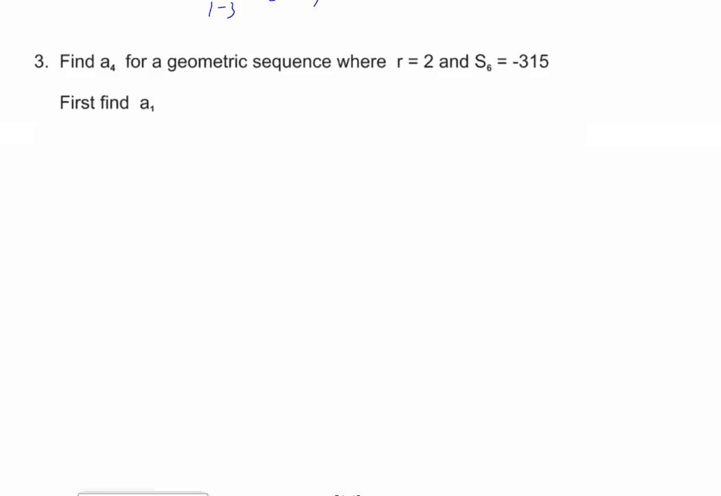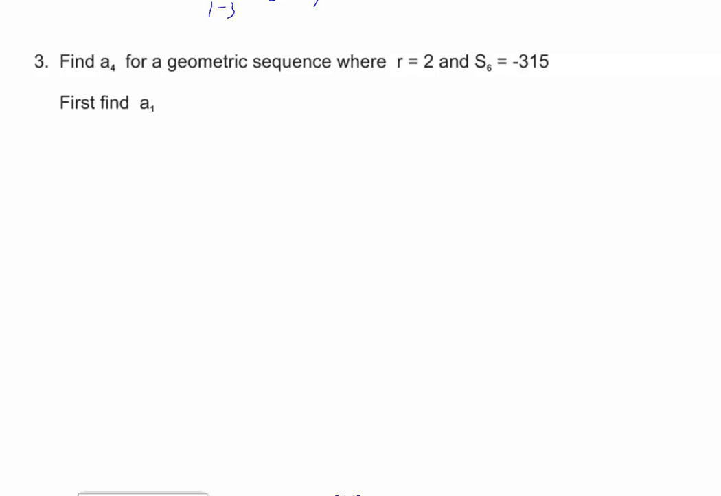All right, so what are you going to do with something like this? Find A sub 4 for a geometric sequence where R is 2 and S sub 6 is negative 315. So I told you to first find A sub 1. If you find A sub 1, then hopefully you can go from there and figure it out. So how are we going to get A sub 1? What are we going to do to get A sub 1 out of this? Ideas.